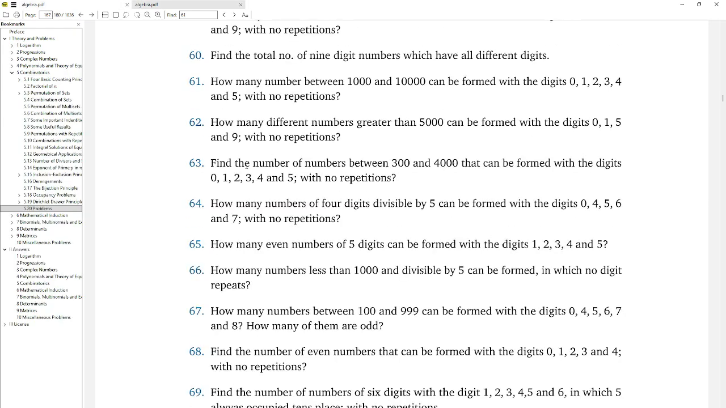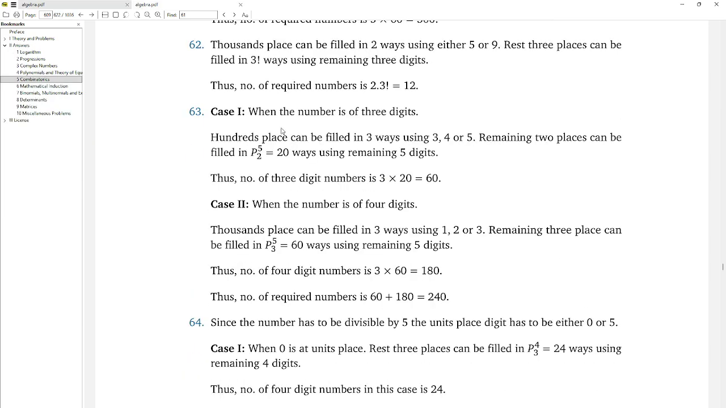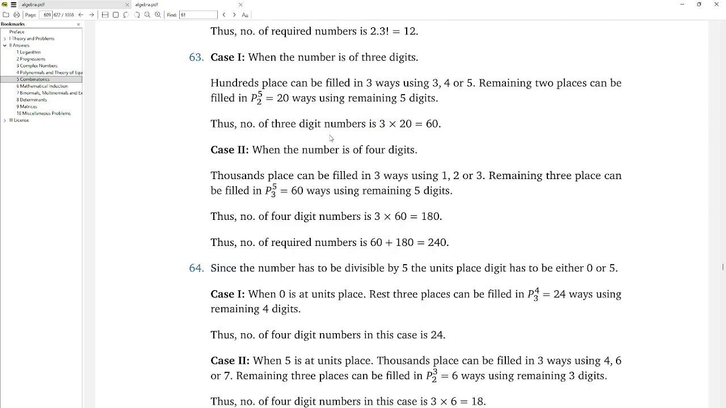Question 63 says that find the number of numbers between 300 and 4000 that can be formed with the digits 0, 1, 2, 3, 4 and 5 with no repetitions. So we have two cases. First is when the number is of 3 digits. The 100 place can be filled in 3 ways using 3, 4 or 5. Remaining 2 places can be filled in 5P2 because we have 5 digits and 2 remaining places. So 5P2, that is 20 ways. The total number of ways would be 3 multiplied by 20, that is 60.